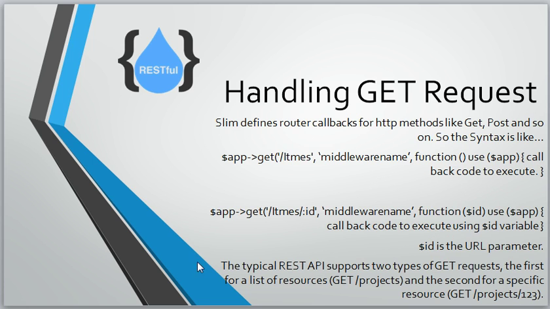The typical REST API supports two types of GET requests. The first for a list of resources, get /items, and the second for a specific resource, get /projects/123. Now let's see how to write the actual code.